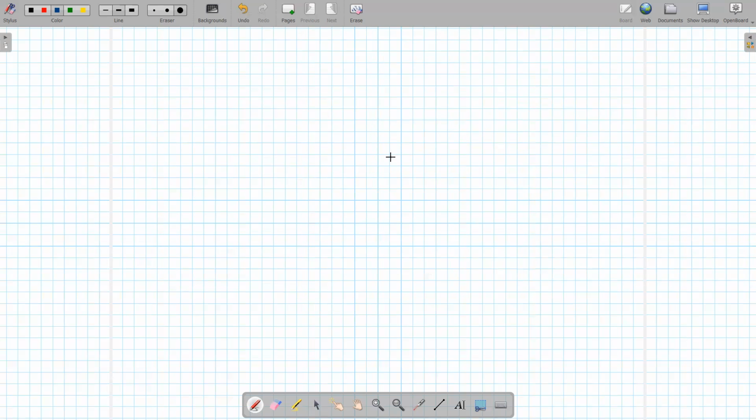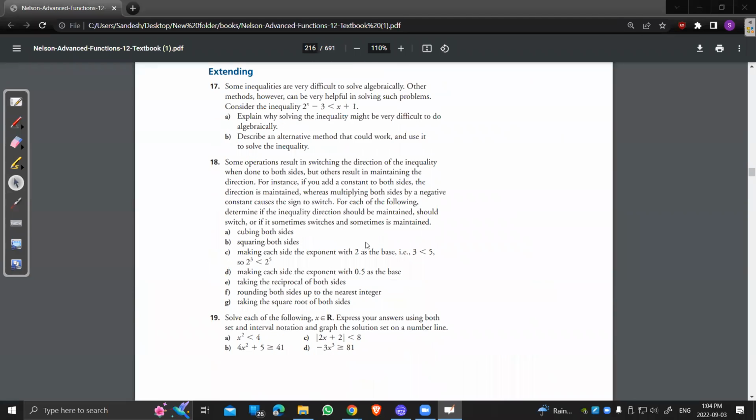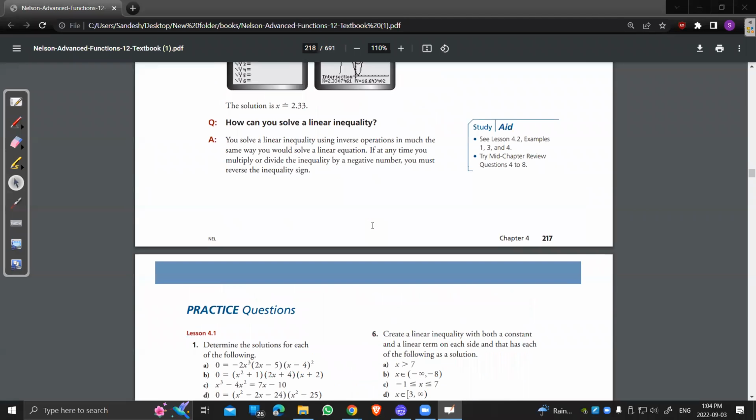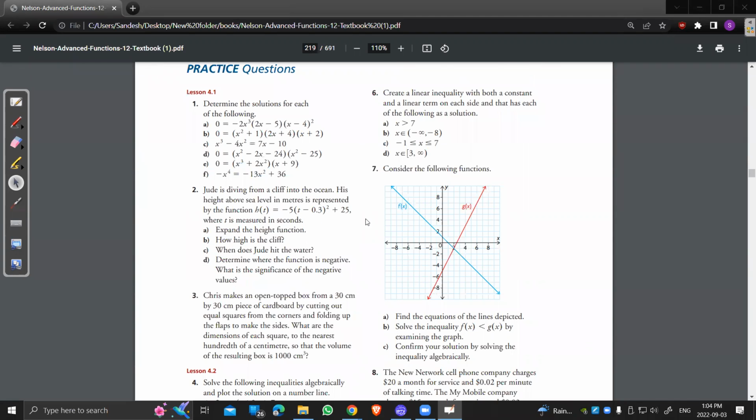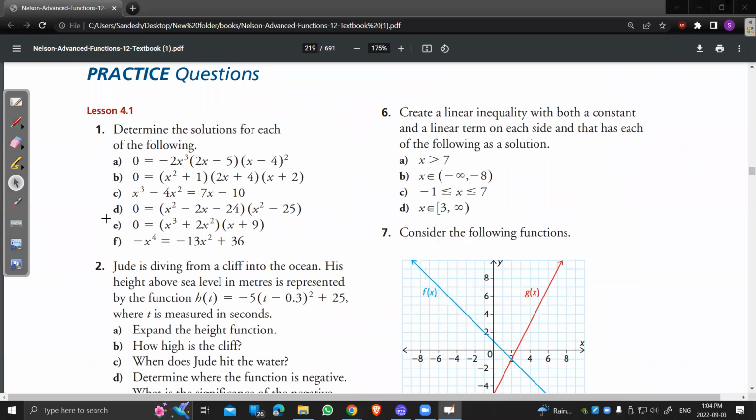It's pretty simple, right? It's not that complicated. Let's see some things a little bit more difficult. Let's try doing some of these. It says determine the solutions. So that's just another way of saying find what x is equal to. Find the x-intercepts.